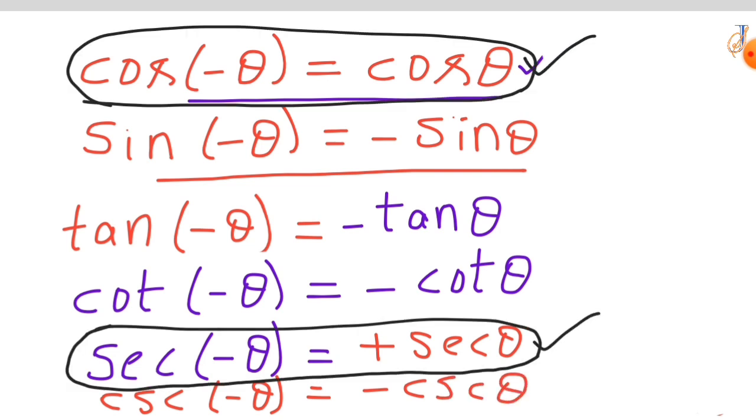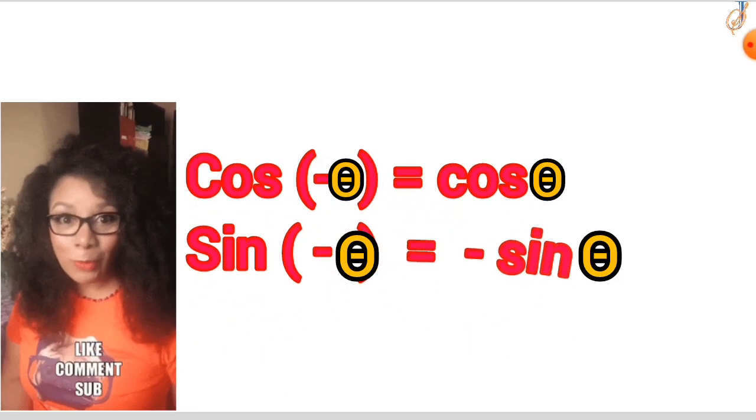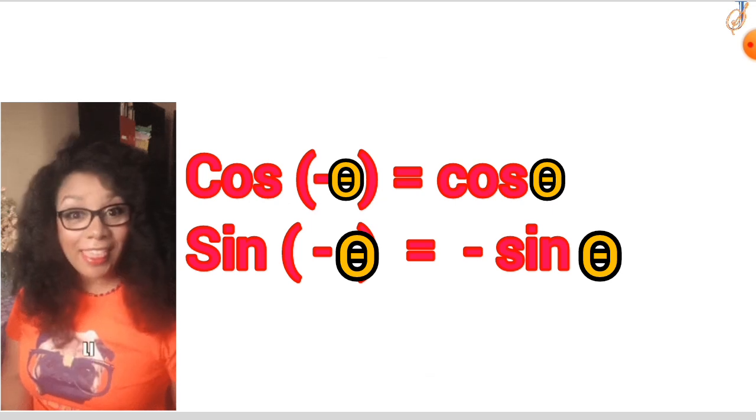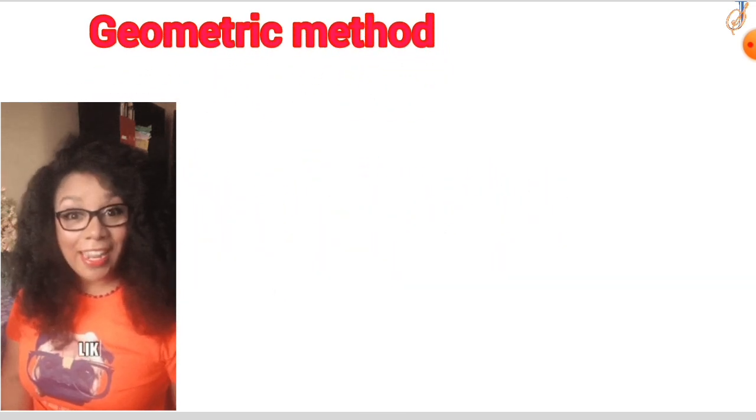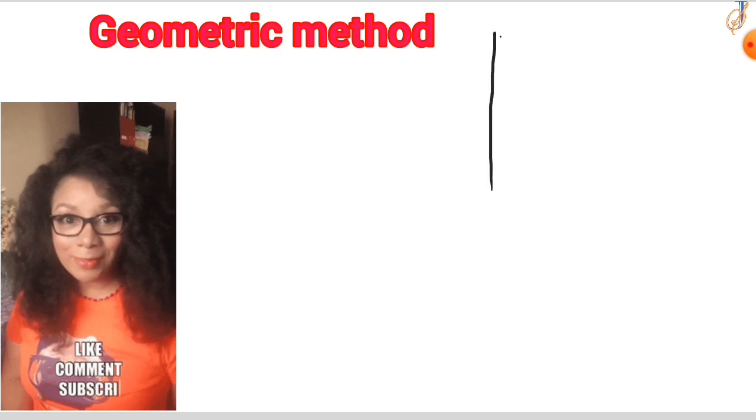These two only positive, remaining all negative. Now I will show the proof of cos of minus theta equal to cos theta, sine of minus theta equal to minus sine theta by second method. That is geometric proof. For that you need to take x and y axis.